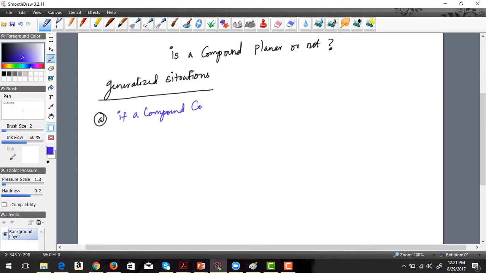If a compound contains only single bonds, then it's more likely sp3 hybridized. That carbon is sp3 hybridized. It's not the hydrogens, it's the carbon that's sp3 hybridized, right?